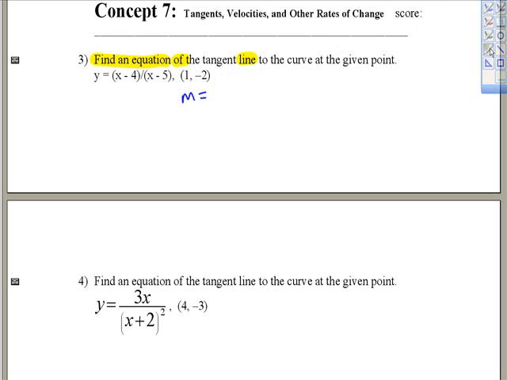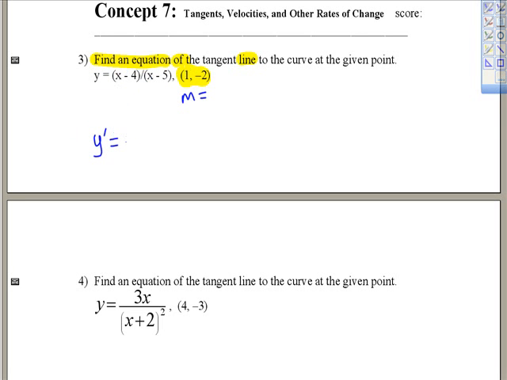They've provided me with the point, (1, -2). What they haven't given me is the slope directly. I have to go find that. What's the process I need to go through to find that? I need to find the derivative of y, and then put the 1 in to find out what the slope is, the slope of the tangent line at the x value 1. So we just learned this fairly recently.